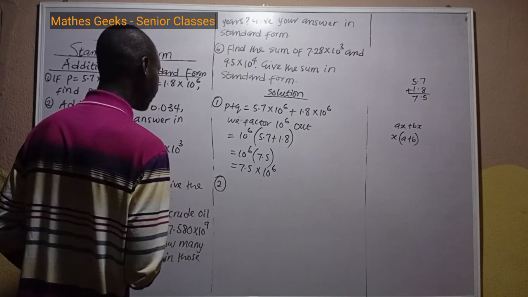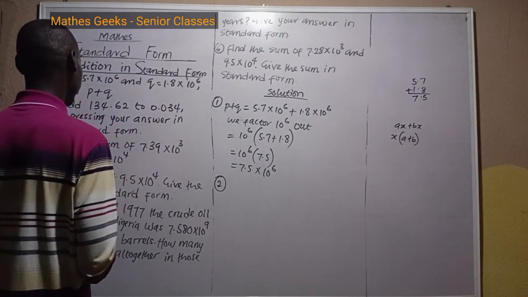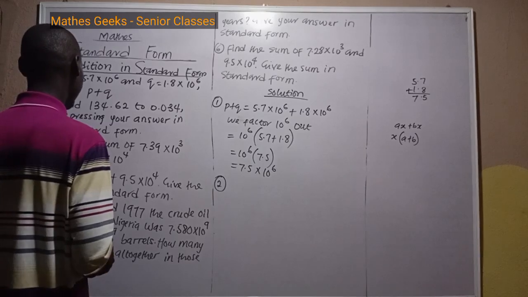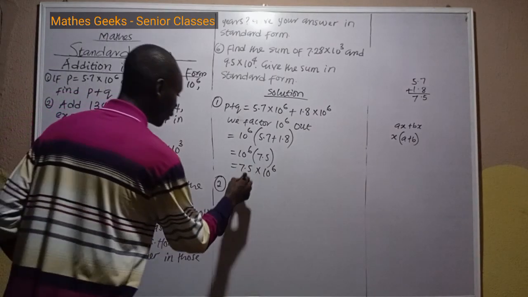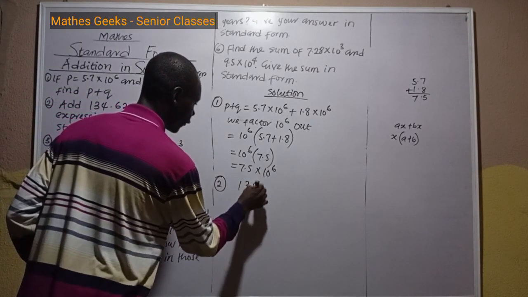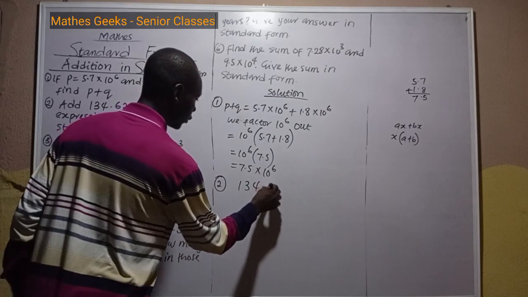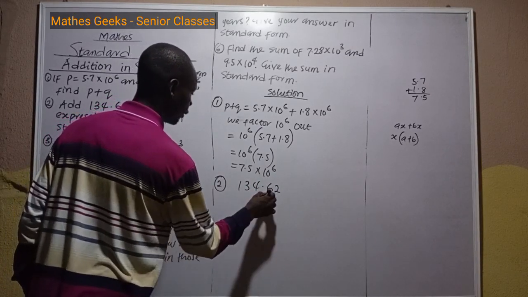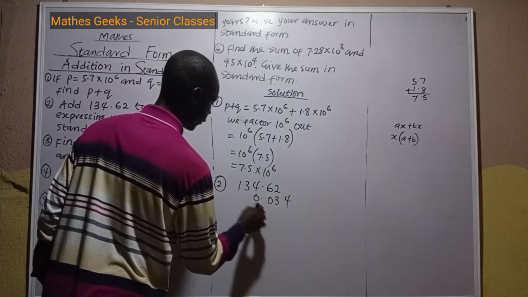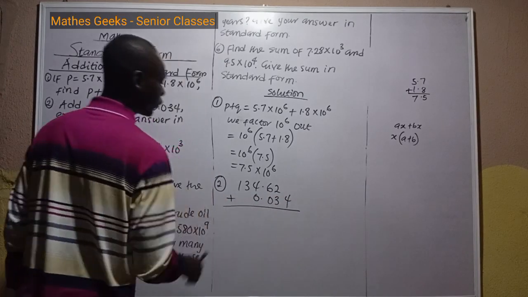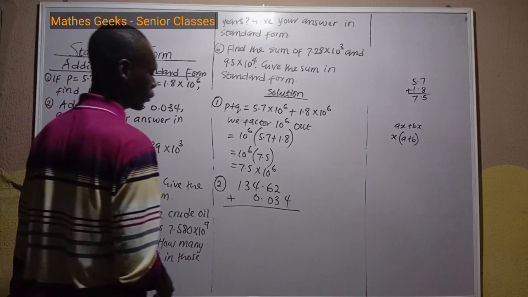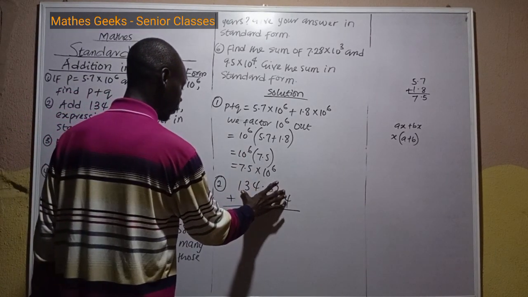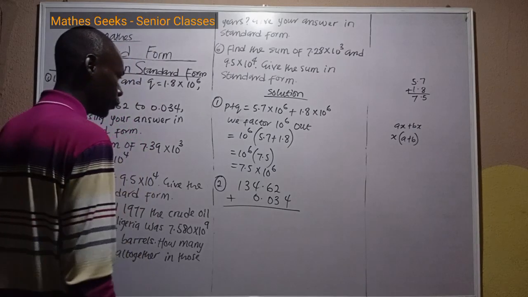Number 2. Add 134.62 to 0.034, expressing your answer in standard form. So we're going to have 134.62 plus 0.034. Some students have difficulty when it comes to arranging decimal numbers for addition.